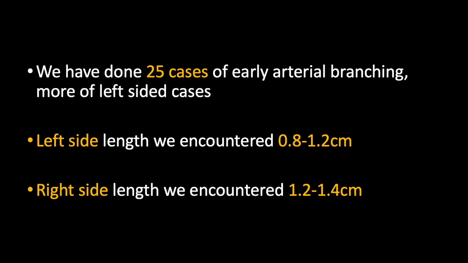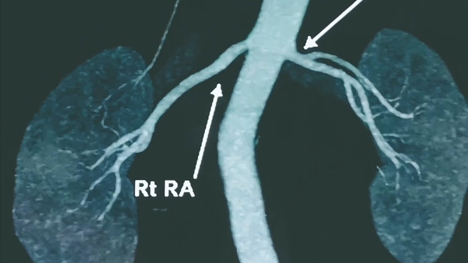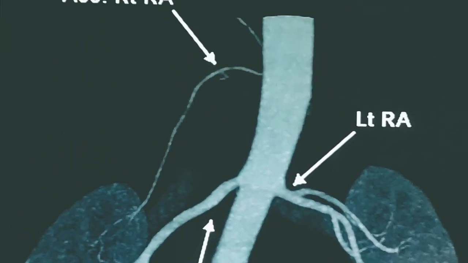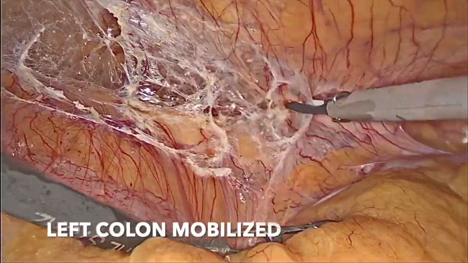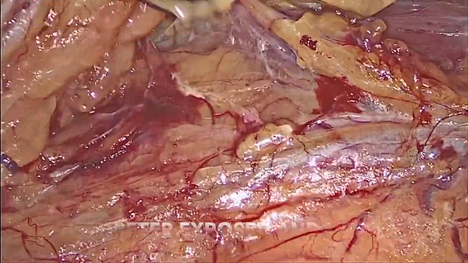The common stump length we encountered on the left side is from 0.8 to 1.2 cm, and between 1.2 and 1.4 cm on the right side. Here is a case of left side lap donor nephrectomy with early branching. Routine steps of dissection being done.